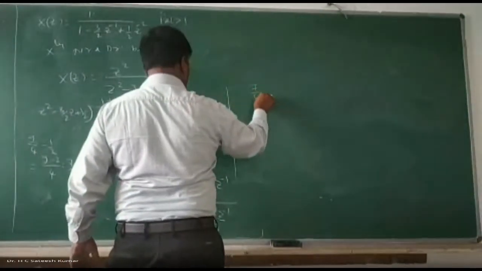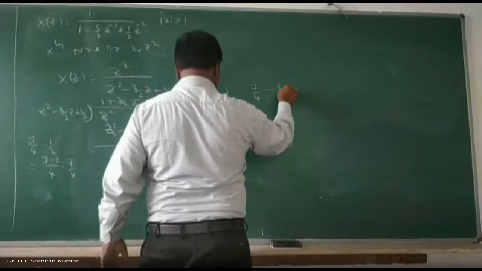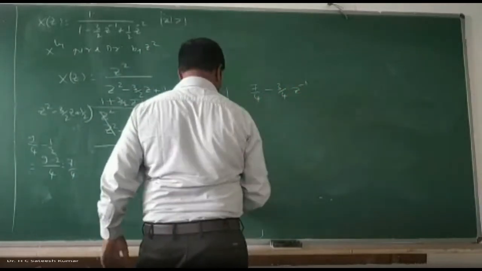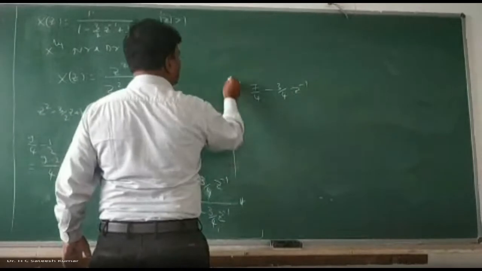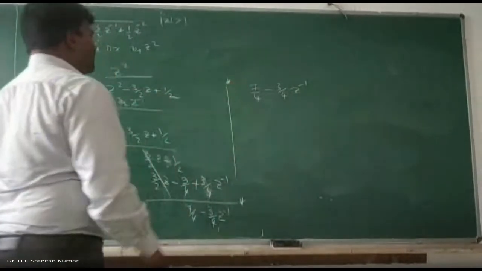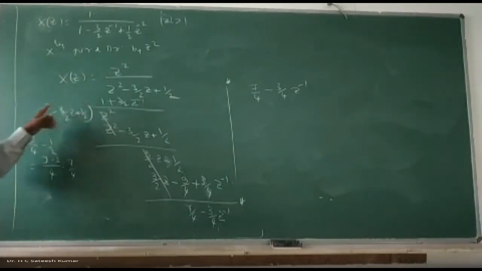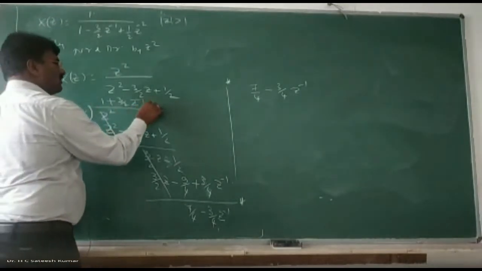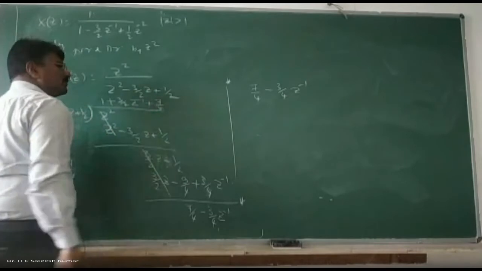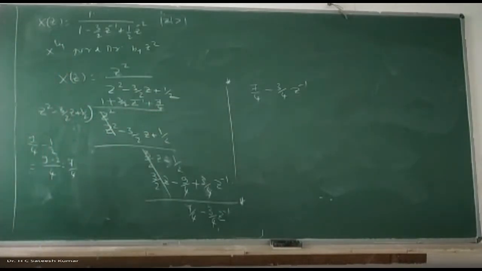7 by 4 minus 3 by 4 z to the power of minus 1. As it is, I am transferring from here to here. Now, if you want to get 7 by 4, what should I do? Multiply by 7 by 4. Therefore, I should multiply by what? 7 by 4.